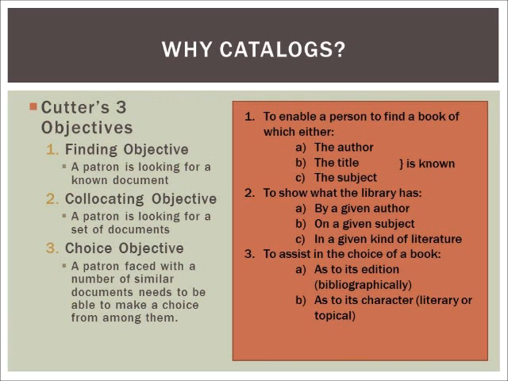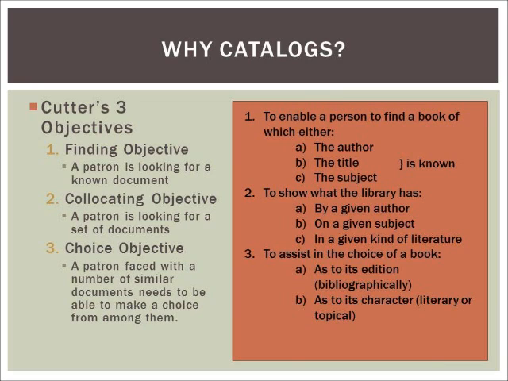So, why do we have catalogs? You will find Cutter's Statements of Objects of the Catalog and Means for Attaining Them on page 3 of your textbook. I find that Cutter's Statement of Objects are easier to understand when they're thought of as objectives. The first objective of the catalog is to help patrons find known materials. A patron may come into the library looking for Twilight by Stephenie Meyer. They know the author and the title, and they can use the catalog to find the book.